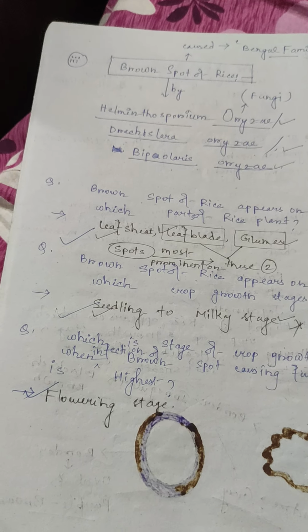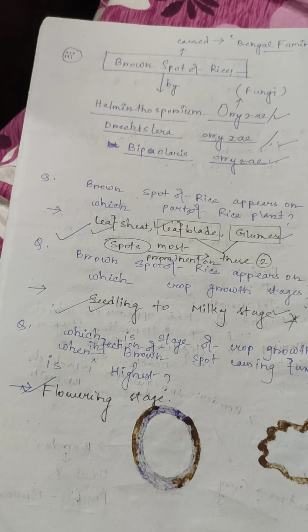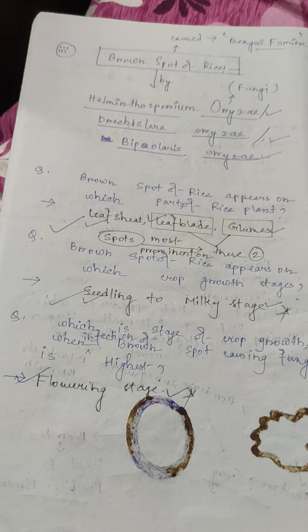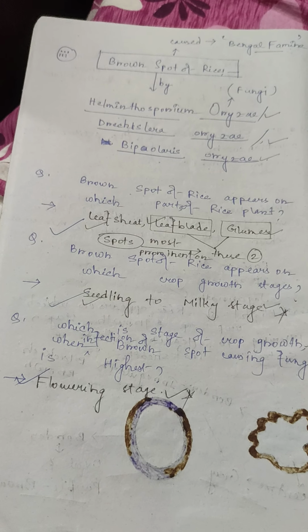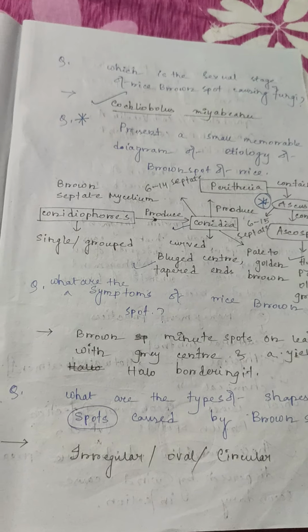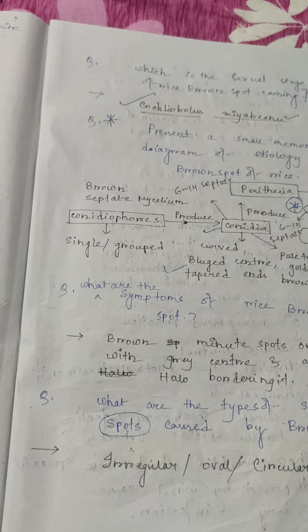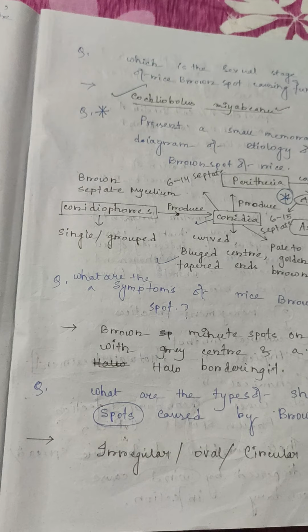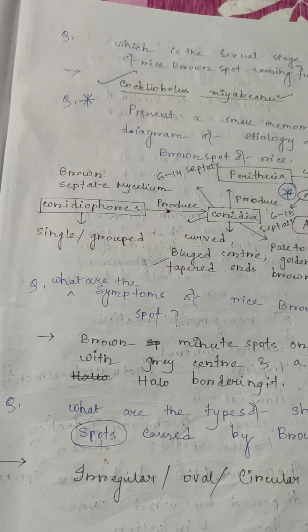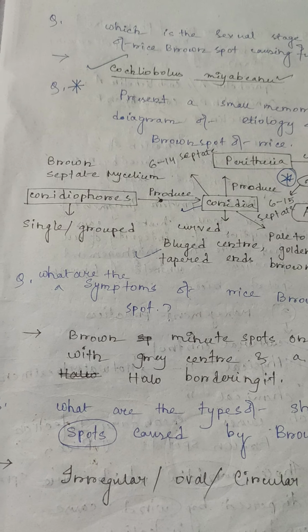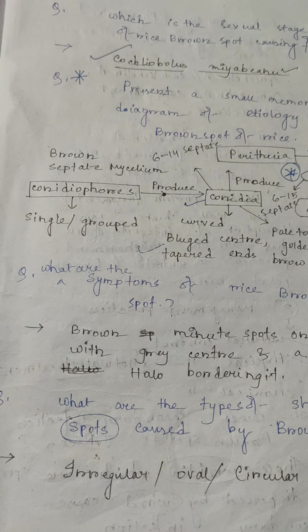In which stage of crop growth is infection by the brown spot fungus highest? At flowering stage. Brown spot occurs from seedling to milky stage, with highest infection at flowering stage. Which is the sexual stage of the brown spot fungus? Cochliobolus miyabeanus is the sexual stage of the rice brown spot fungus, Helminthosporium oryzae.